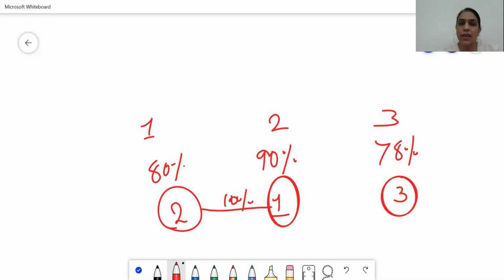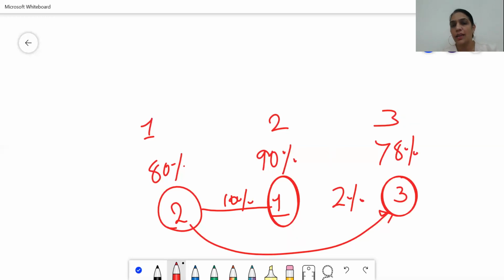And if you identify the difference between the second rank and the third rank, the distance or the difference, then it is only 2%. So when you are following the ordinal scale, the ordinal scale does not have the characteristic of equal distance. This is not equal distance, but this is rank. Rank 1, rank 2, rank 3.